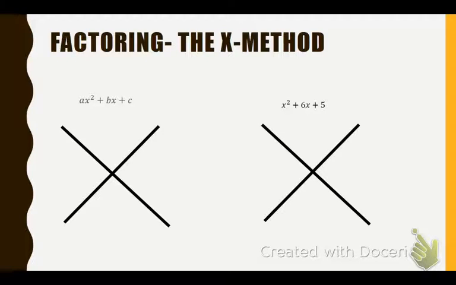Here's where you're going to put them in this X method. Be thankful that you have this. When I was in high school, we had a method called trial and error, and it was the most awful thing I've ever done in my life. I was so mad they had not made this. You literally wrote out the factors, plugged them in, and then you FOILed. And if that didn't work, you tried a new one, plugged it in, and FOILed again. It was so annoying. So be grateful you have this.